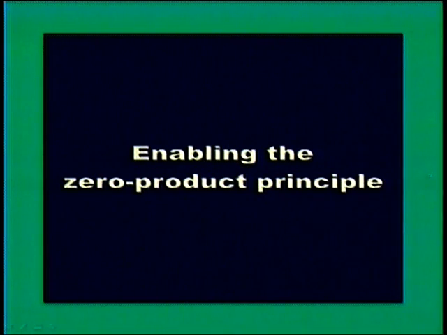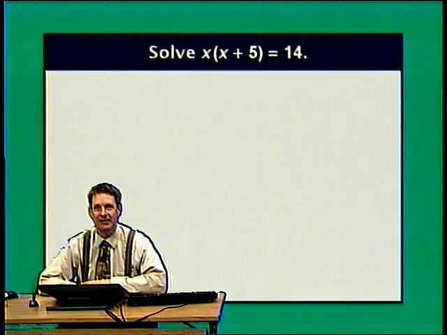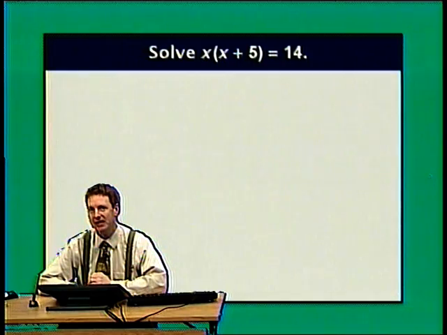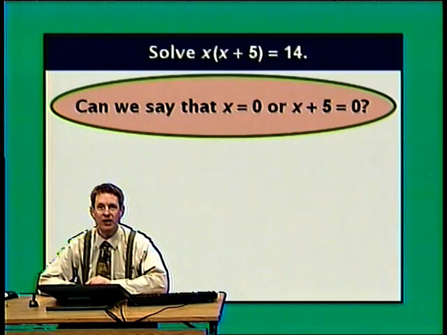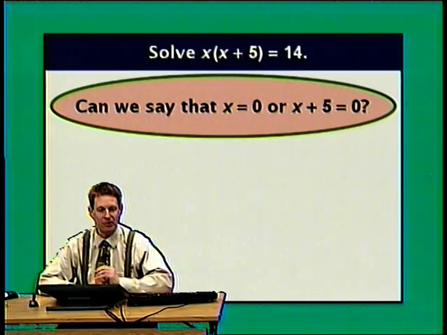So what do we need to do to enable the zero product principle? Well, let's start with this example. Suppose we were asked to solve x times x plus 5 equals 14. If I was teaching this class in a classroom full of students, I'm pretty sure that somebody would ask me, hey, can we say that x equals 0 or x plus 5 equals 0? To which I would respond, well, sure, we could say that, but the question is, would that lead to a solution to our equation?